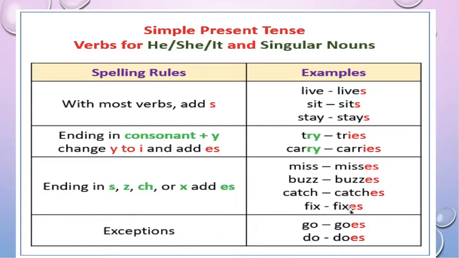Fix, fixes. Got it? So there are a few exceptions in this verb formation. For go, we will simply add es. So if there is an o at the end also, we will simply add es to the verbs. Got it, students? Okay, this is very important.